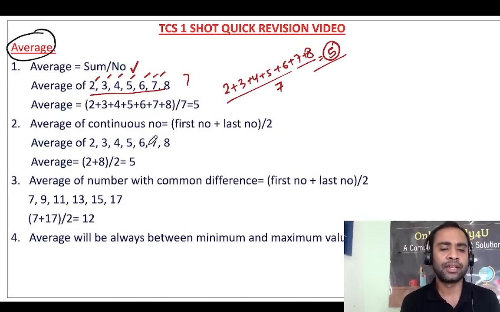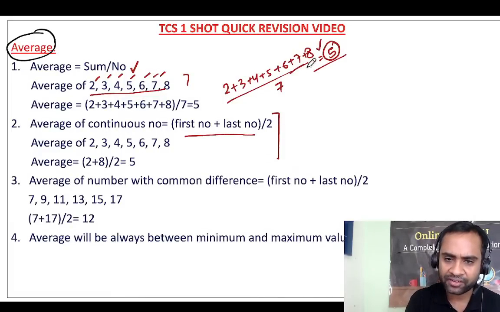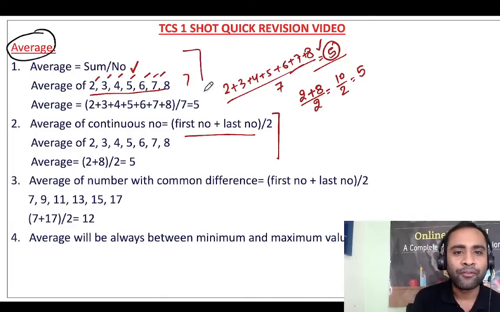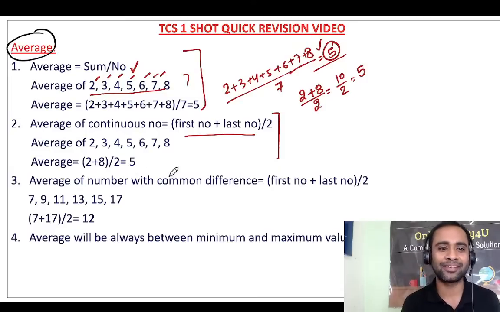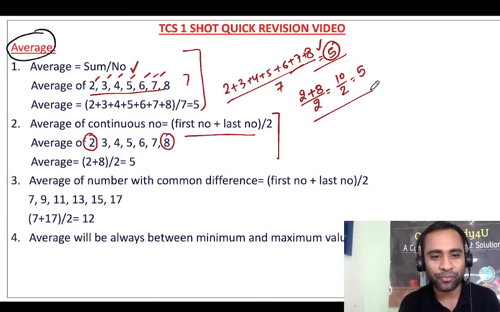Fine. Now, average of continuous numbers. The average of continuous numbers will be first number plus last number divided by 2. These are the continuous numbers for us. So average will be first number plus last number divided by 2. Sir, you should have done it like this. When the numbers are continuous, then first number plus last number divided by 2 will be our average. Clear?